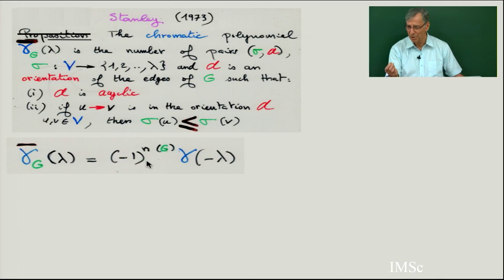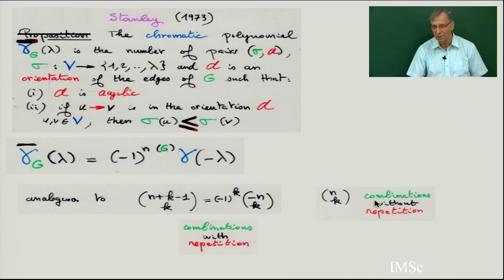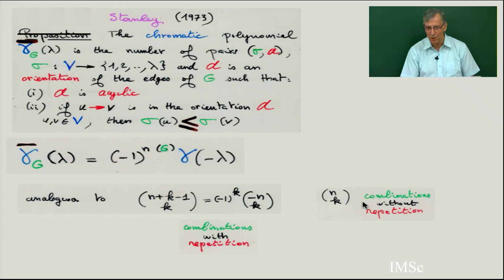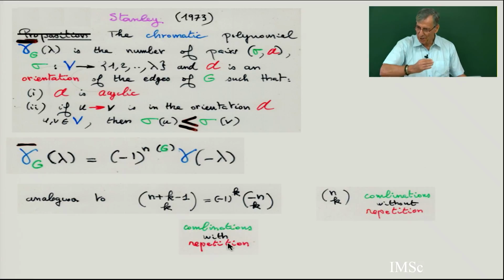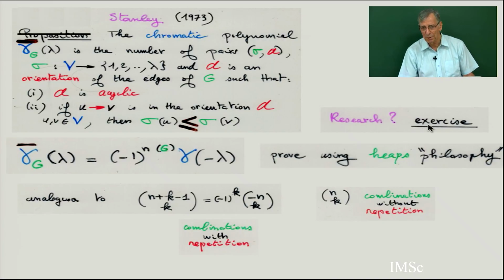So this was, at the time, a kind of duality. It is like replacing, for example, in the binomial coefficient, the number of ways to choose k elements among n, n by minus n, which gives you, up to the sign, a binomial coefficient. It's the same as replacing combination without repetition with combination with repetition. So you can repeat some letters, and then you get this coefficient, which comes from this one by replacing n by minus n. So the exercise, or maybe research-level exercise, is to prove this with the Heaps philosophy.